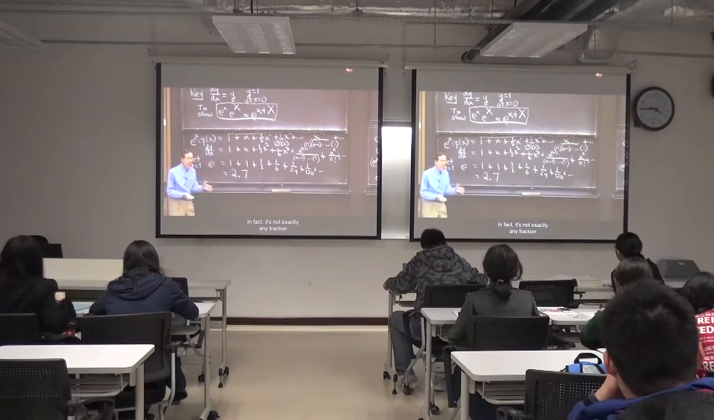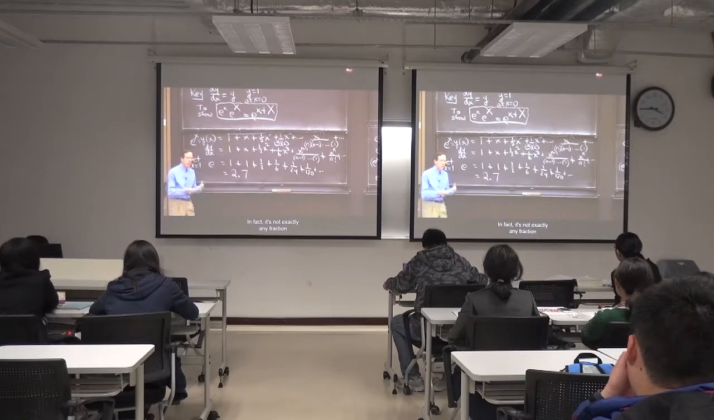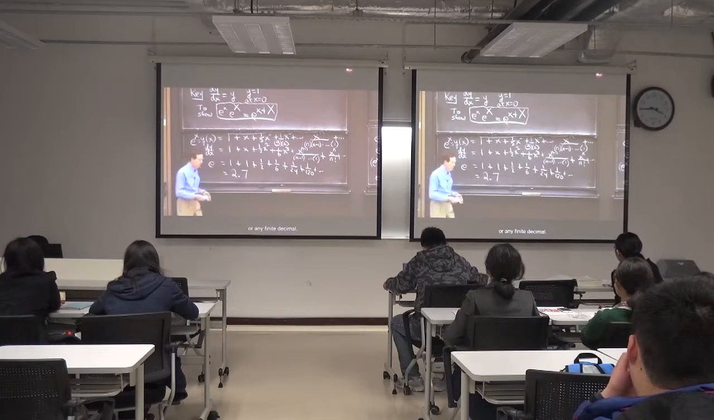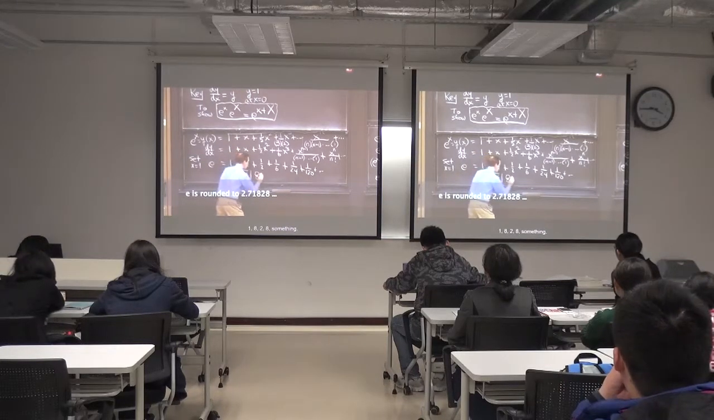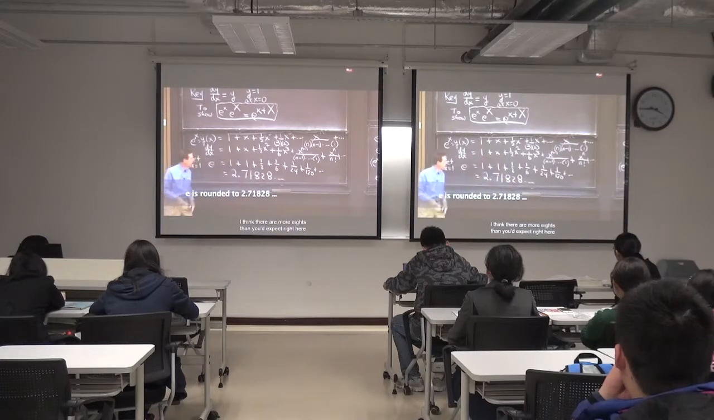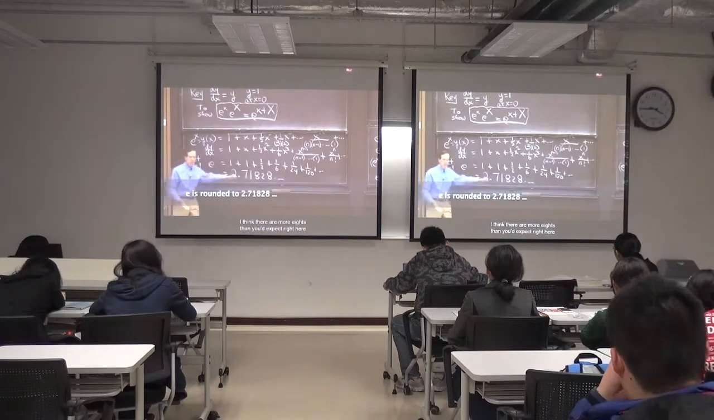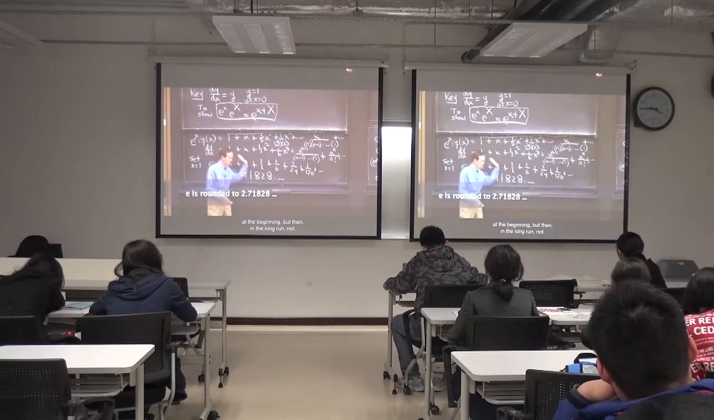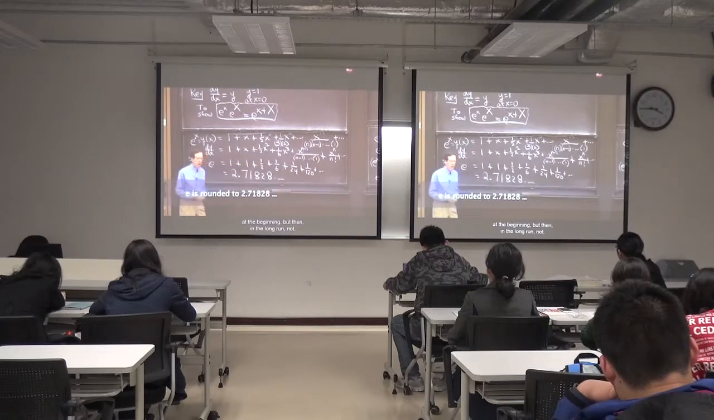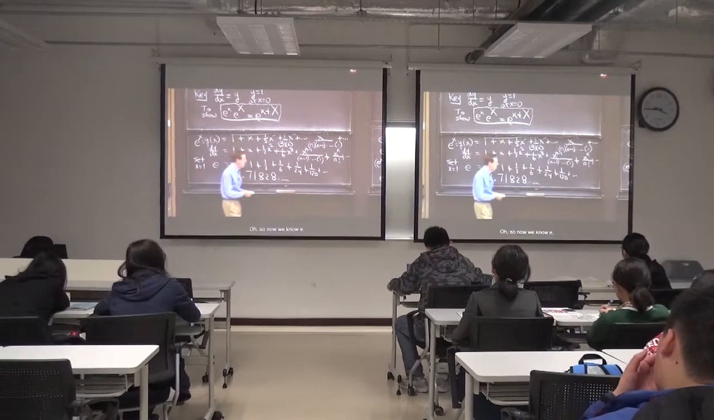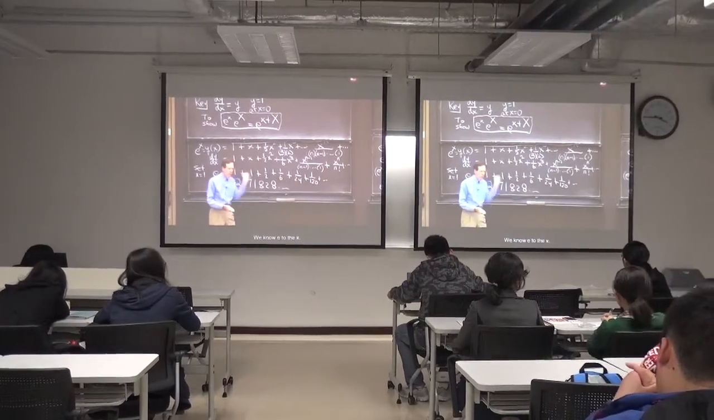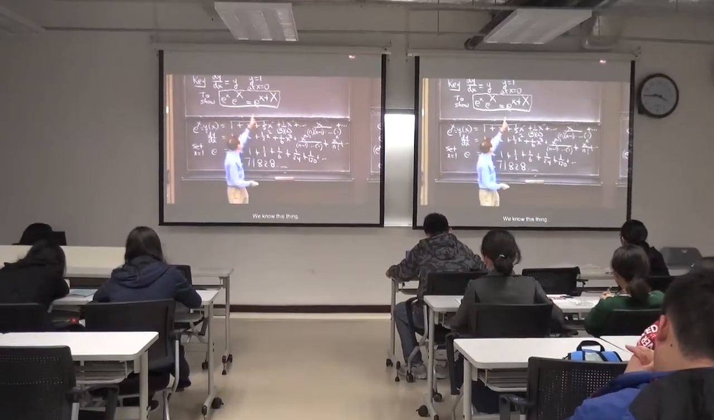In fact, it's not exactly any fraction or any finite decimal. It goes on and on. 1, 8, 2, 8, something. I think there are more 8s than you'd expect right here at the beginning, but then in the long run, not. In the long run, yeah, so that's the number e. Okay. Oh, so now we know e. We know e to the x, we know e, we know this thing.